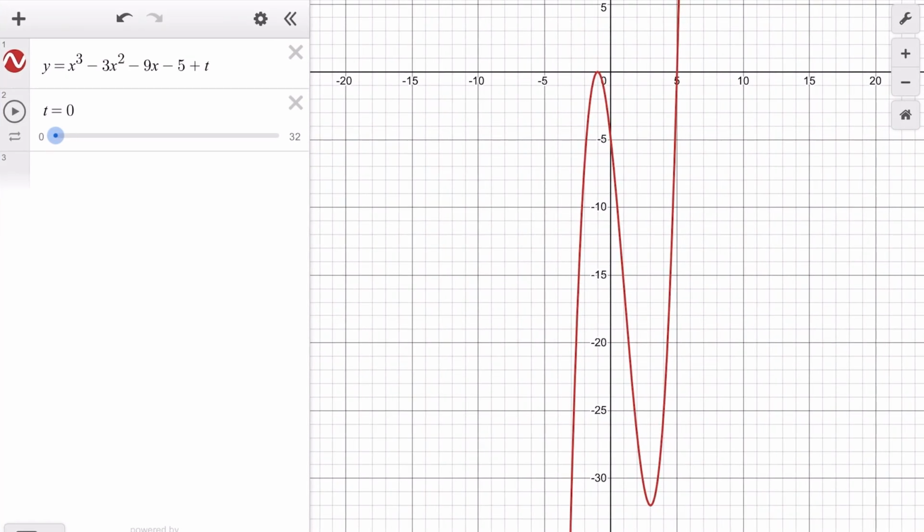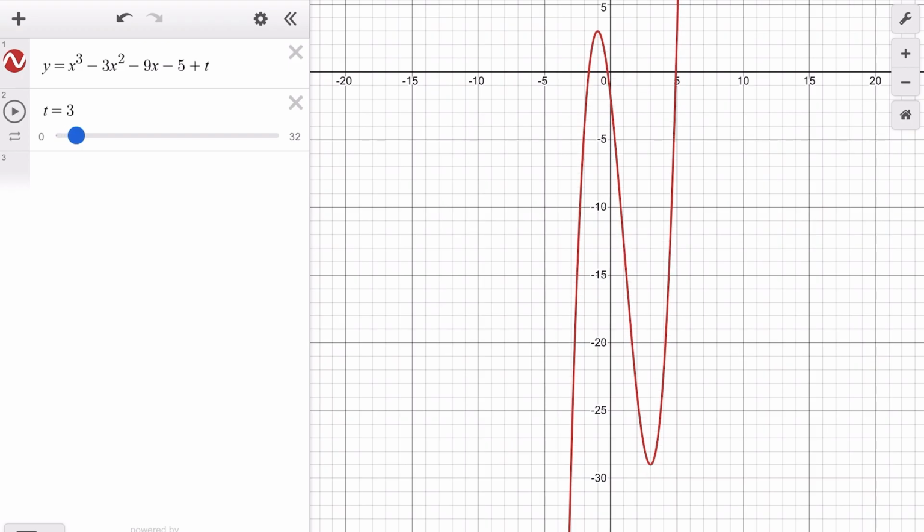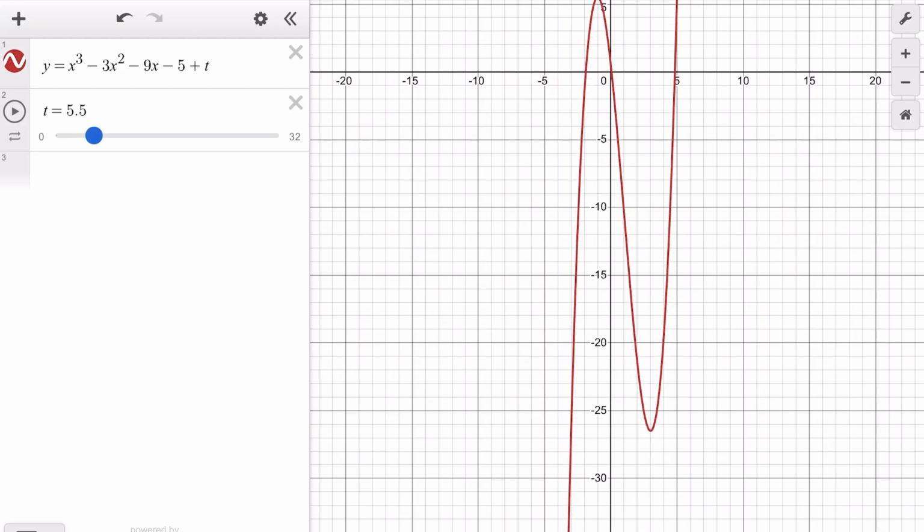So this is our function, okay? And we have the plus t value there. And now what we can do is I can increase the t value. And you can see that as you increase the t value, the graph is shifting up. Now we want to shift it to a point where we get two distinct positive values. So when t is 3, you don't, but when t is 5, you have 0. So it needs to move between 5 and 32.